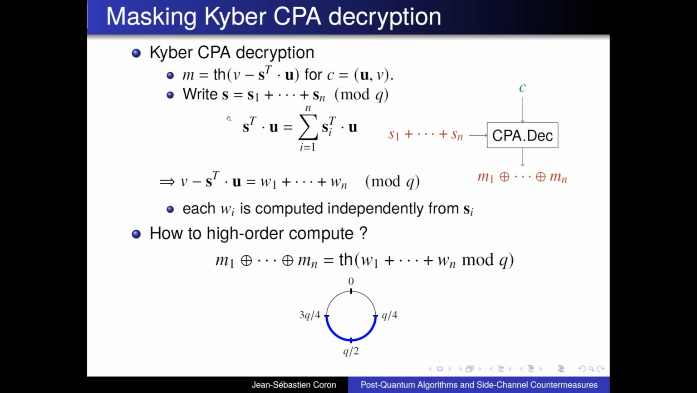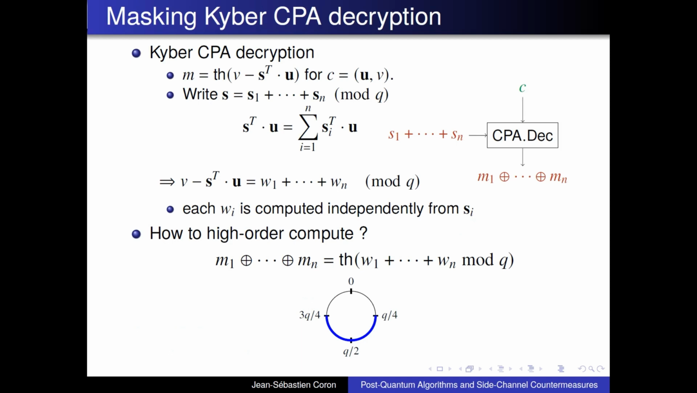So it's very easy to protect, because when we compute this scalar product, S^T times U, we get the sum of the shares S_i times U. And so this means that this first operation can easily be shared, and we obtain a sum of shares W_1 to W_n, where each W_i is computed independently from the private key. So this first step is easy.